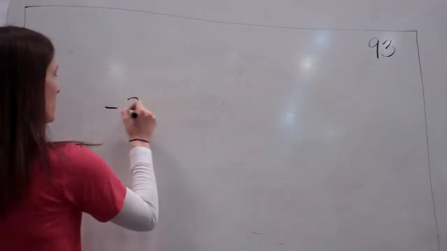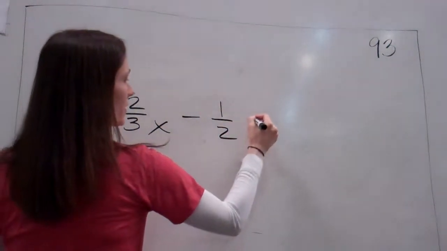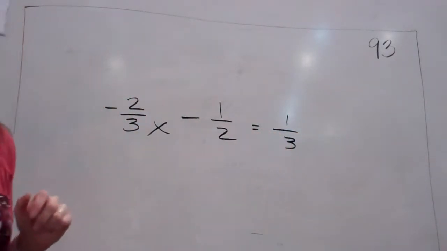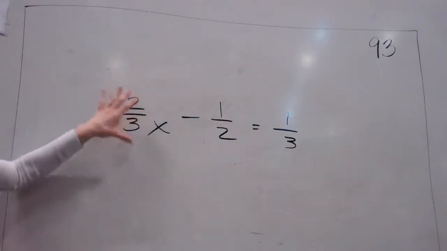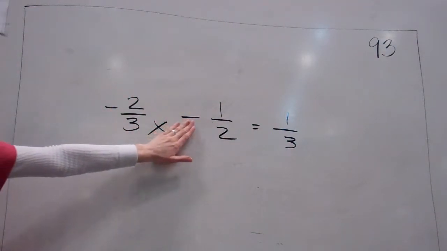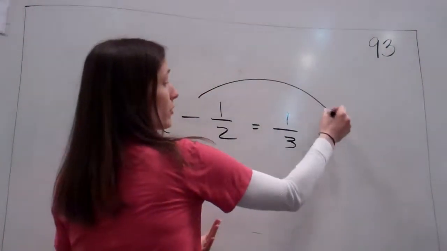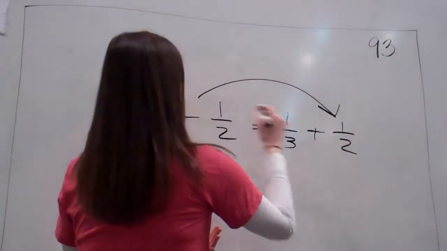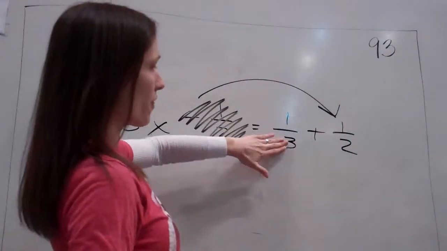Okay. Negative 2/3 x minus 1/2 equals 1/3. Okay? Step number 1 is to do what? Move it over. We want to get the x part to itself. So since this says minus 1/2, I'm going to move it over here, and it's going to become plus 1/2. Very good. So that's erased. Okay, so now we have to do 1/3 plus 1/2.